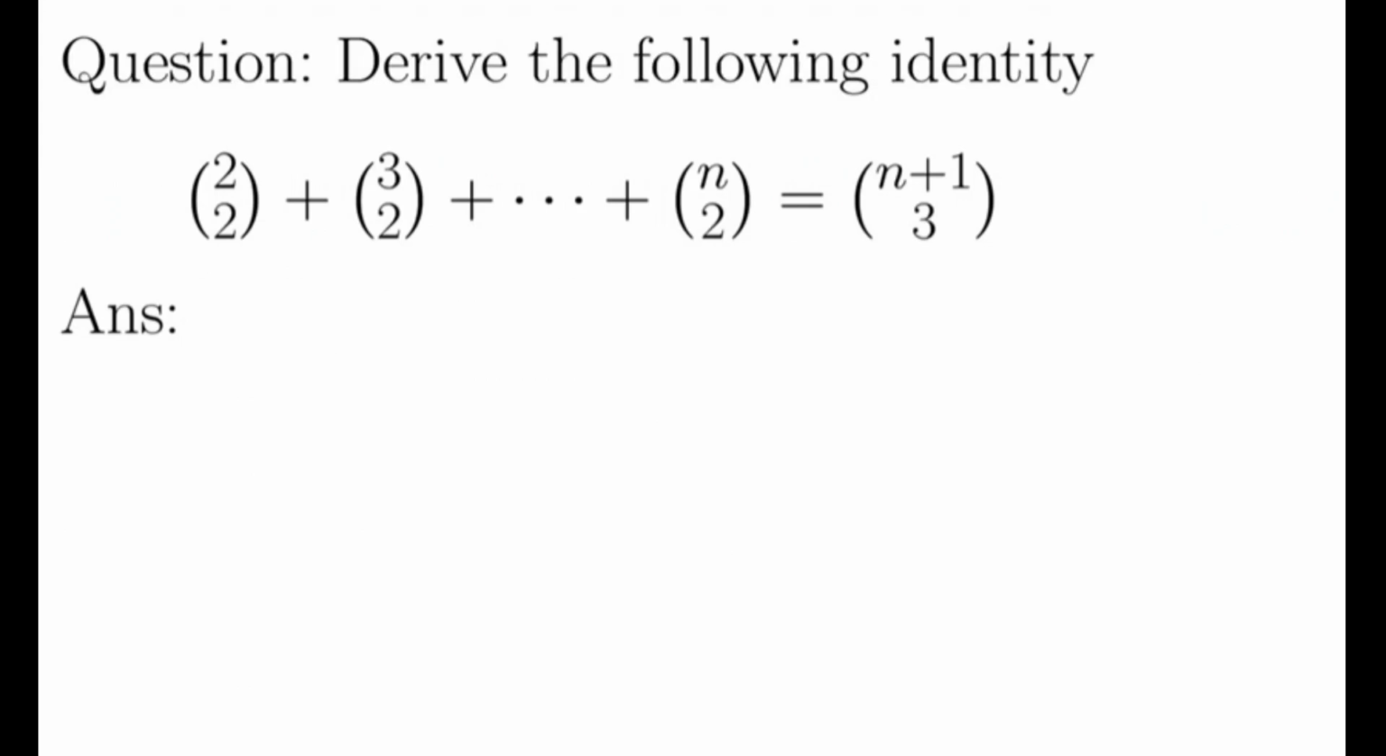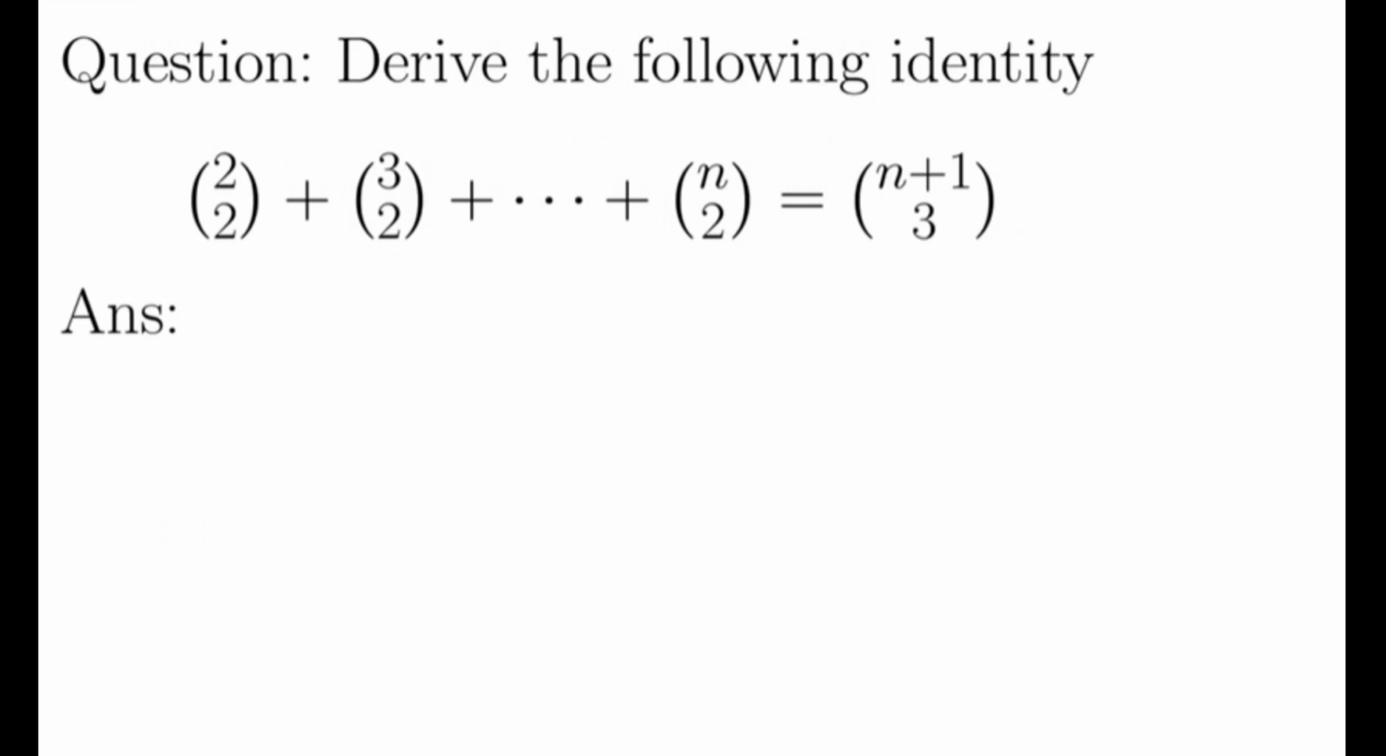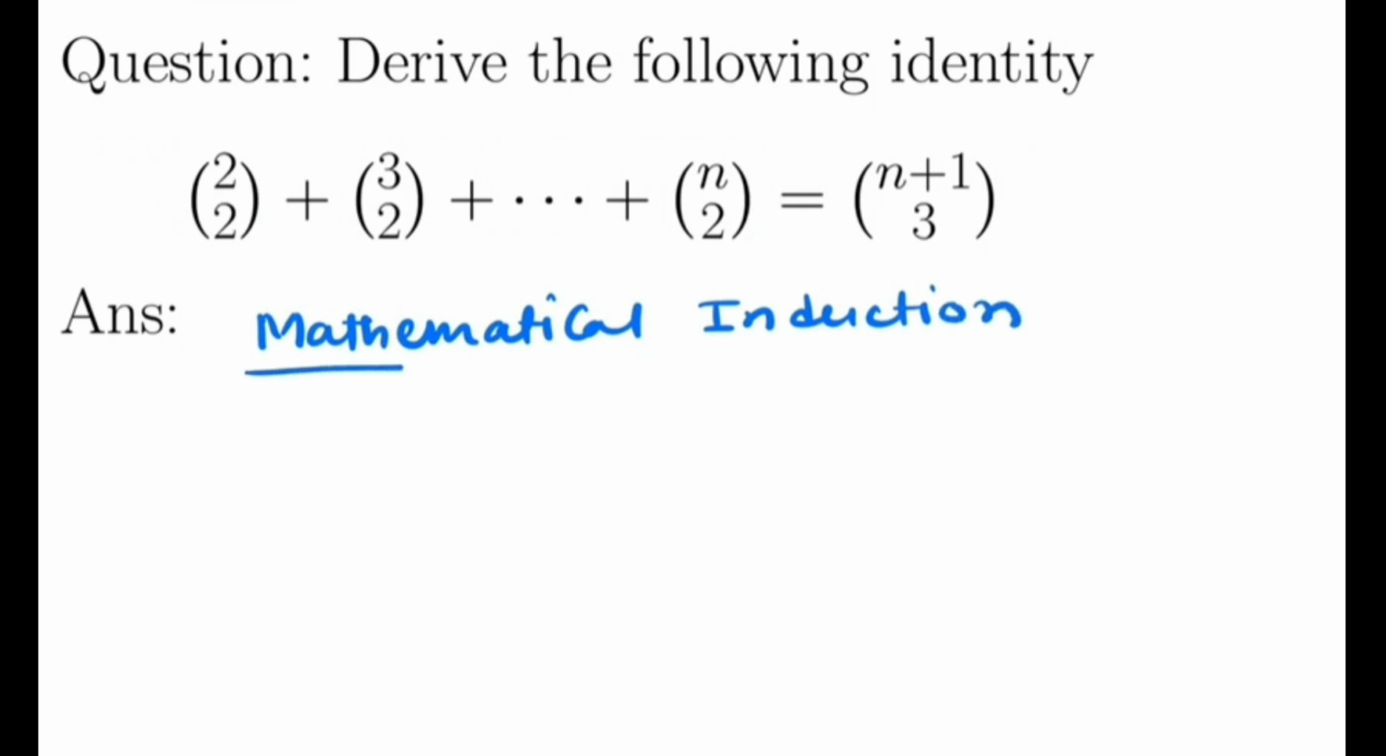In this video, we will derive the following identity: 2 choose 2 plus 3 choose 2 plus up to n choose 2 is equal to n plus 1 choose 3. We will prove this by using mathematical induction. So by using mathematical induction, we will prove the following identity.